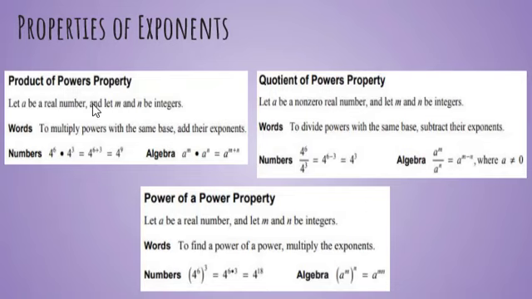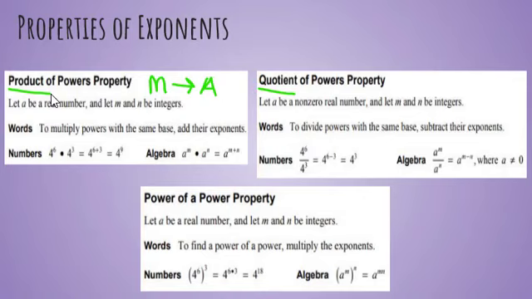So these are some more properties of exponents, kind of continuing our core concepts. So first we have a product of powers. Anytime you're multiplying like bases, so I'm going to put an M here for multiply, you're going to add the exponents together.